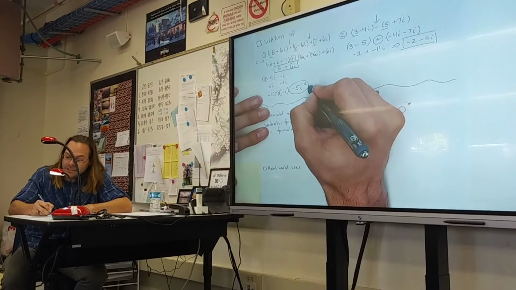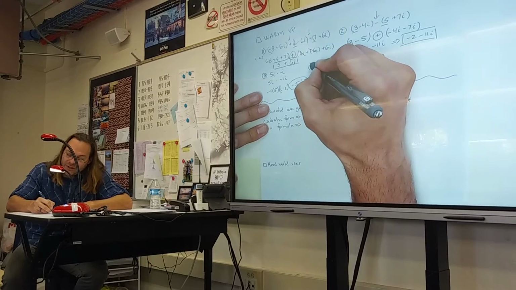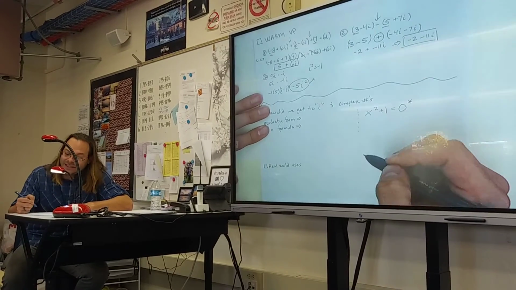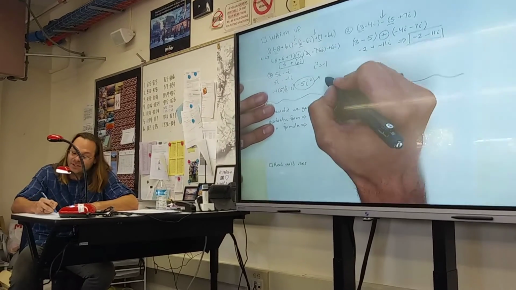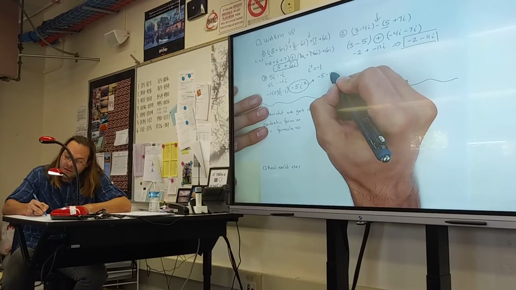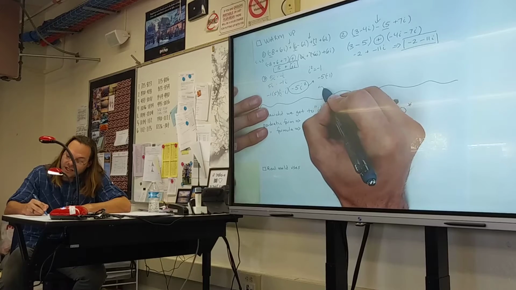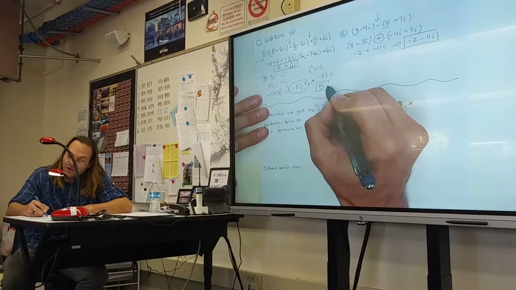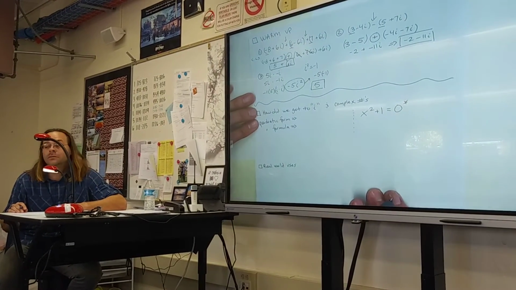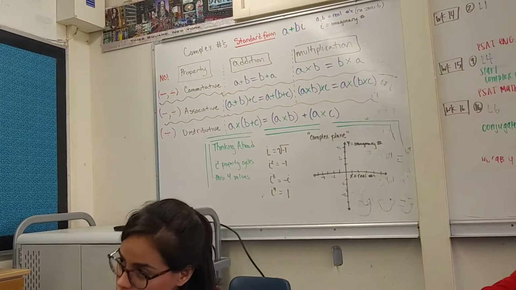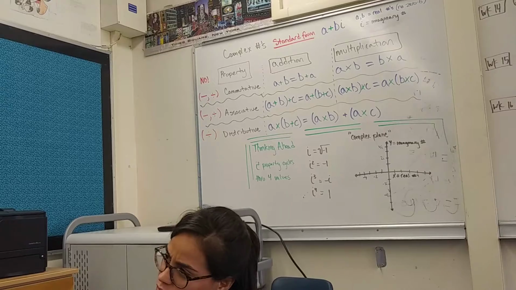Are we done with this? We briefly learned that i squared is related to -1. So we can substitute out our i squared and get -5 times -1, which gives us just 5 for an answer. Okay? Everybody following along? Any questions on some of the addition and subtraction?